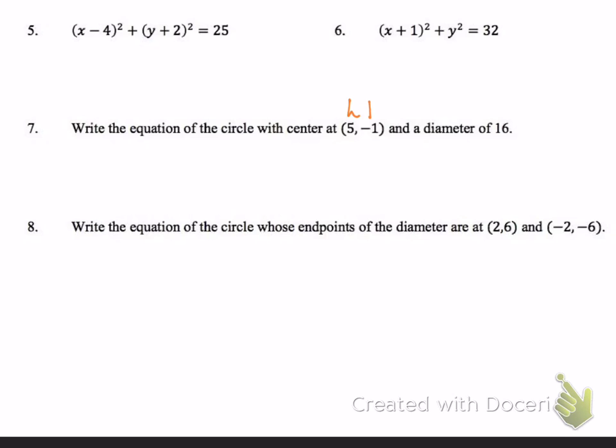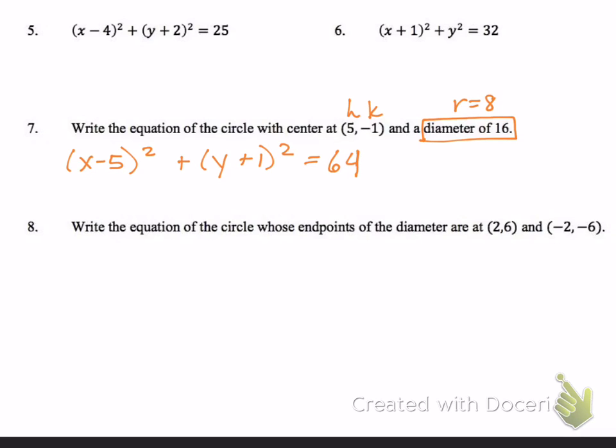So I have my h and my k. If it gives you a diameter, what do I need to do with that? Divide by 2. Perfect. So it gives me a diameter of 16, so the radius equals 8. So x minus 5 squared plus y plus 1 squared equals 8 squared, which is 64. 8 squared, yeah.